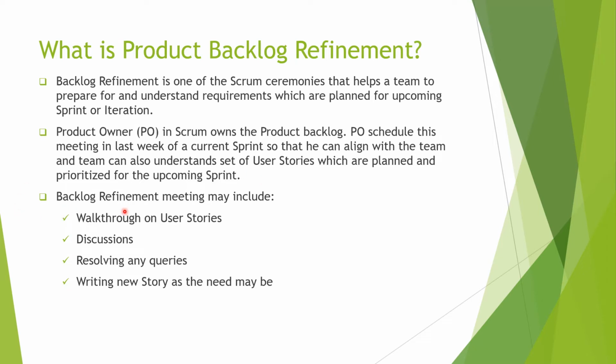A typical backlog refinement meeting may have some of these items. The very first is understanding the user stories or the new set of prioritized requirements: a walkthrough, discussion around those user stories, and resolving any queries. If the team has any doubts or questions on those user stories, they can be clarified in the refinement itself. Refinement also means that if we have to refine a new requirement, write it properly, update it, or write a new user story, those things can also be included in this meeting.